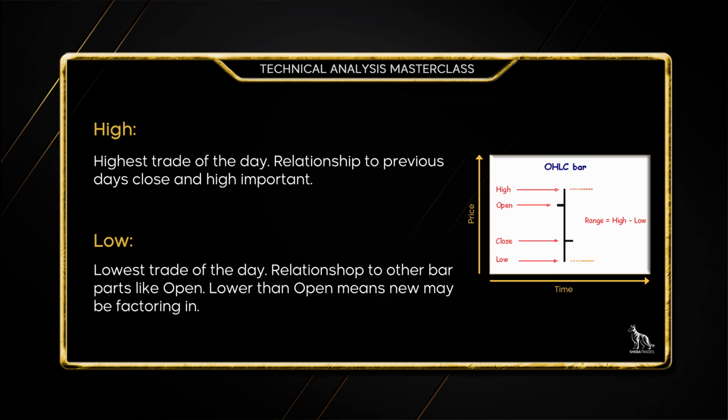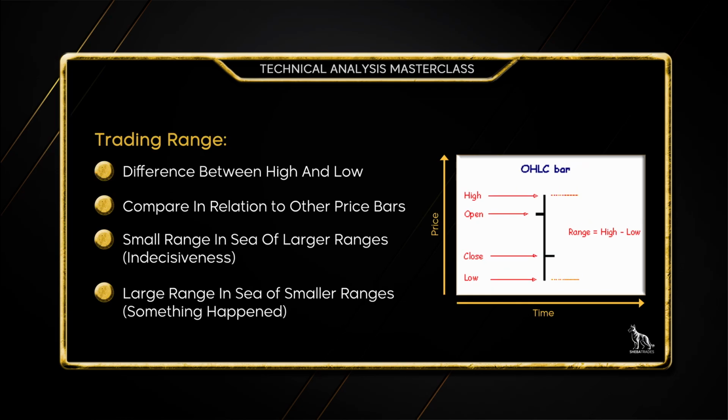So you're looking at that range of price bars. So the price bar can tell you quite a bit, and the trading range can tell you quite a bit too. How big is the difference between that high and low bar? Is it a small difference between the high and the low? Or is it a really long vertical line going up and there's a wide range of prices that we're being traded at? So you want to compare that in relation to other price bars that are preceding it.